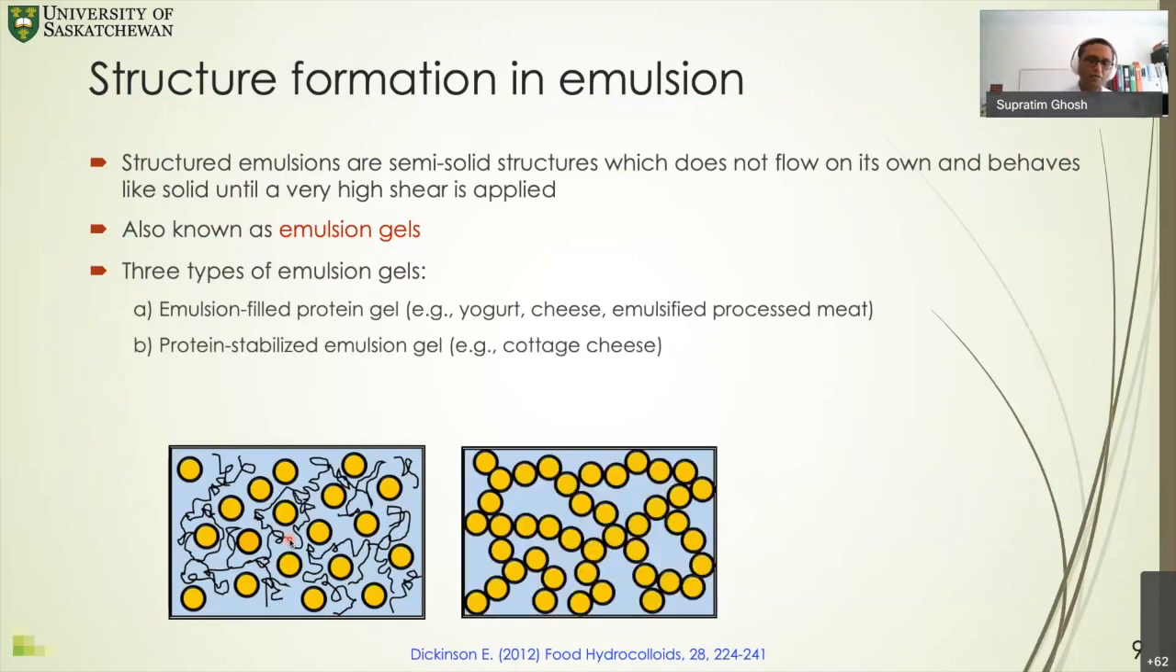You can also get an emulsion gel even if you don't have any continuous phase protein.